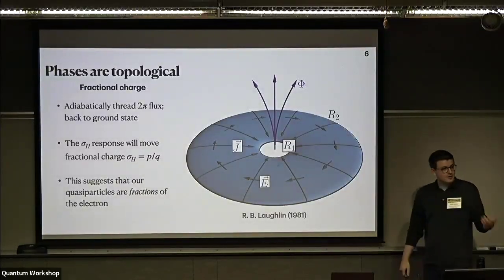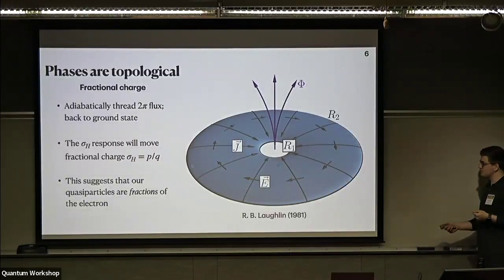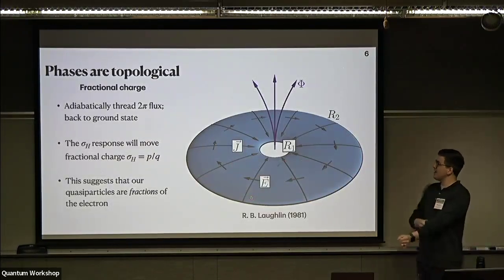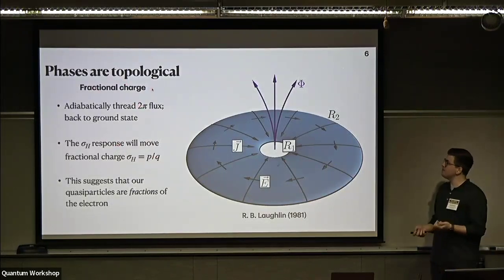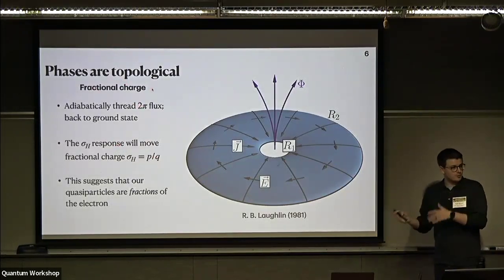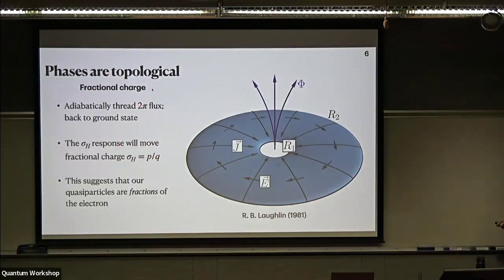The phases that you get will be topological, and this is due to the famous Laughlin flux threading argument. Let me take your fractional quantum Hall system, put it on an annulus, and pierce it with 2π flux. Because I'm gapped, I can adiabatically thread that, and I will go from a ground state to a ground state. And as I do, Maxwell will tell me that I have a magnetic field which is changing in time, and so that will generate a circulating electric current.